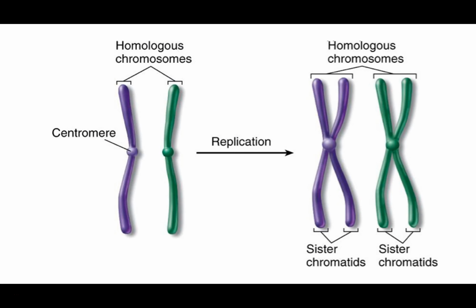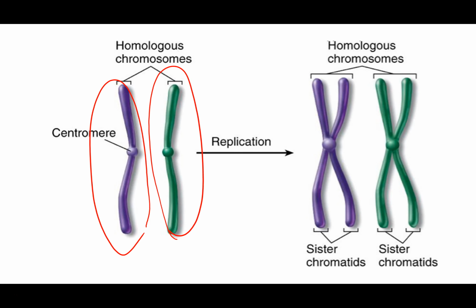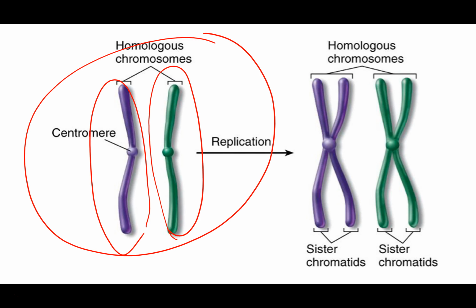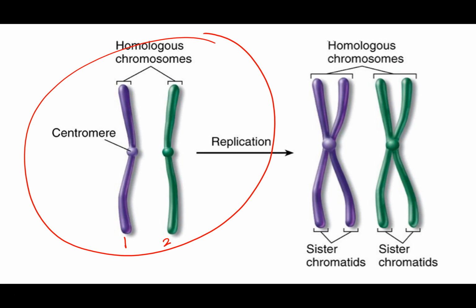Next, homologous chromosomes, right? When you have 2 copies of similar shape and size chromosomes. So this is considered 1 chromosome, this is another 1 chromosome. How many chromatids are there in this picture? 2. 1 chromatid, 2 chromatids. They are called homologous chromosomes because 1 is from the dad, 1 is from the mom. And they are of similar shape, size, and functions.